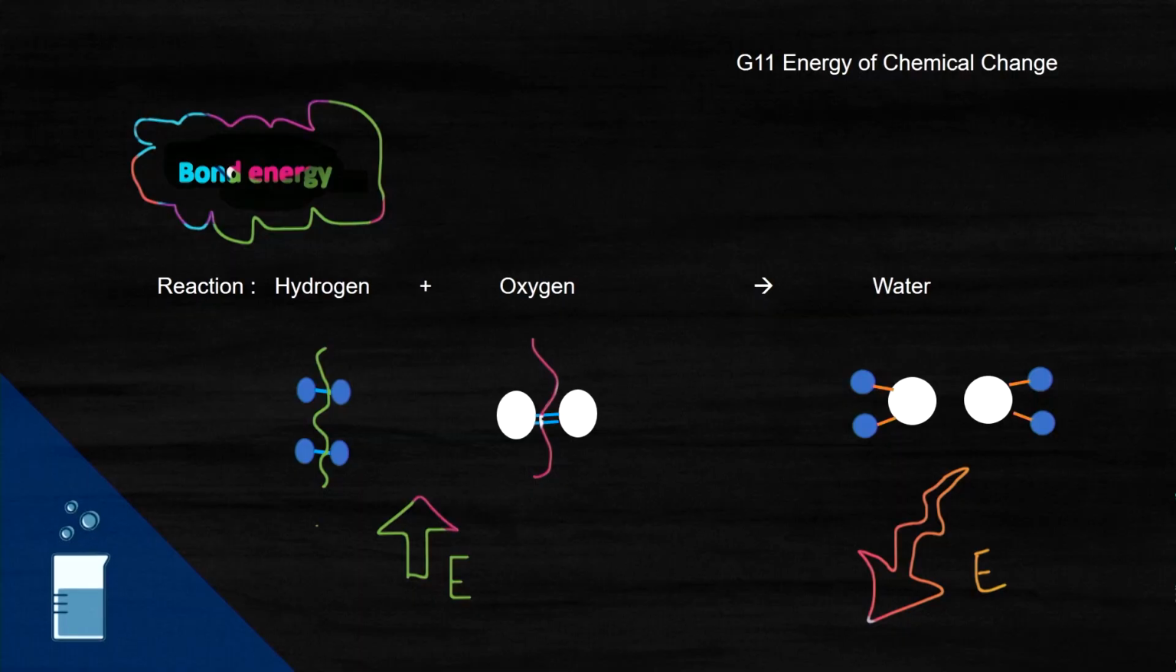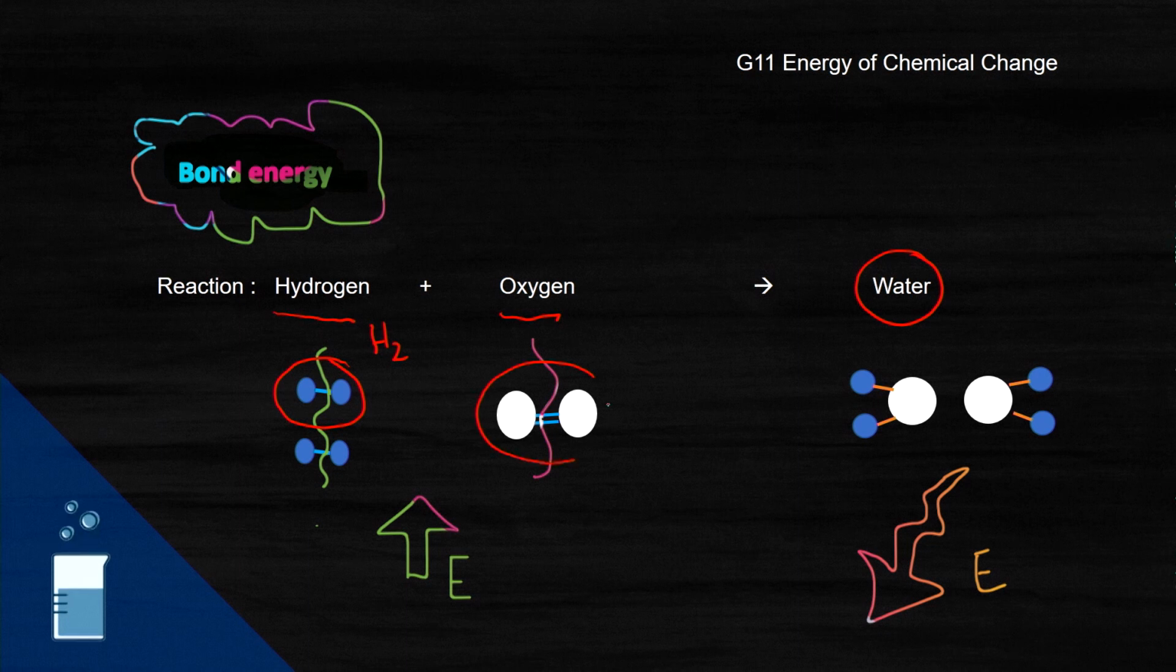So on the screen you'll see I have a reaction here. It is hydrogen plus oxygen, which produces water. Now, hydrogen is a diatomic molecule. It comes as H2, and it is covalently bonded, and you can see this little picture here. There's one of them there, and the bond has to be broken in order for the reaction to take place.